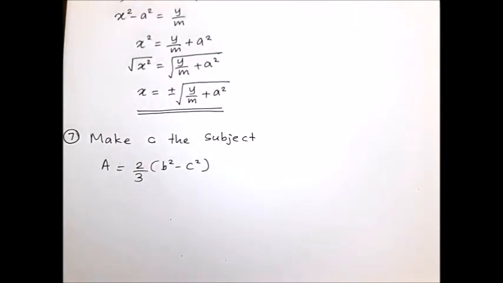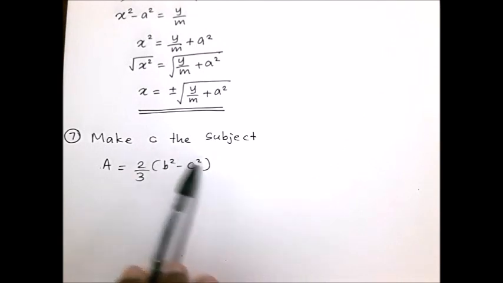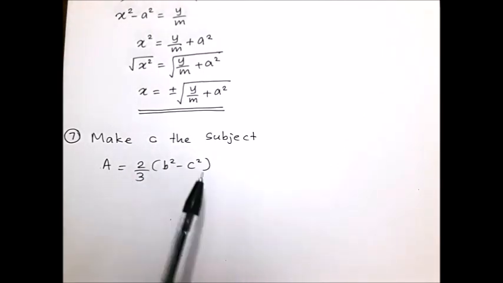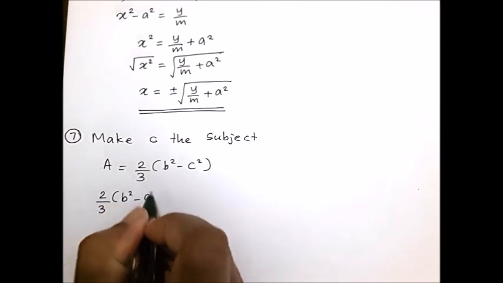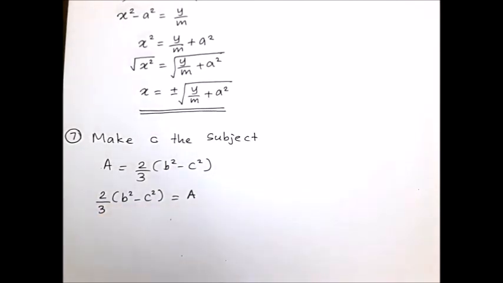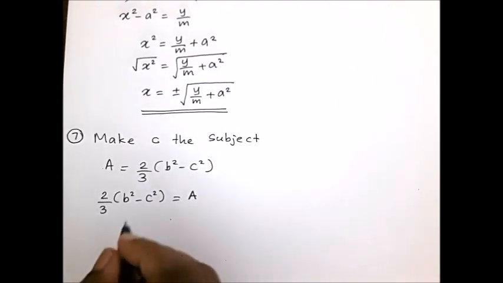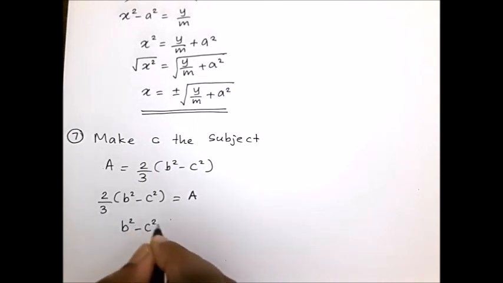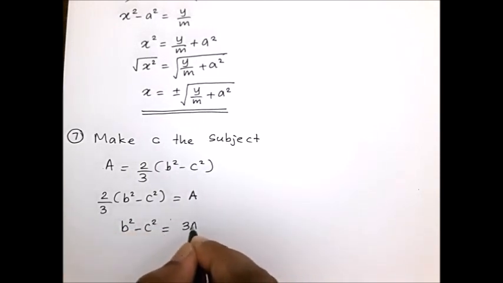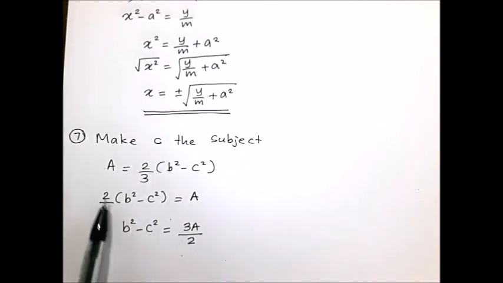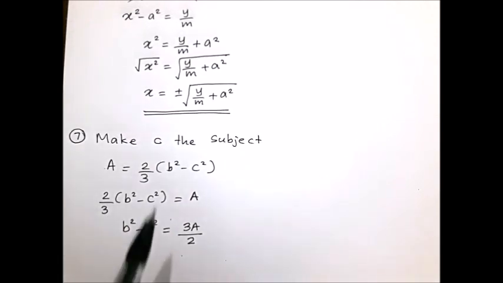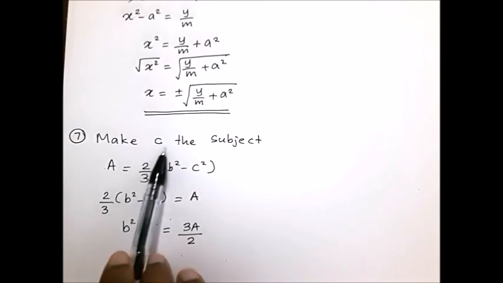Let's look at the seventh one. Make c the subject of the formula. First change sides. 2 over 3 times b squared minus c squared equals a. First you can remove 2 and 3. Use cross multiplication. Take 3 here and take 2 here. On the left side, b squared minus c squared equals 3a divided by 2. Use cross multiplication to remove 2 and 3. Now you have to make c the subject.